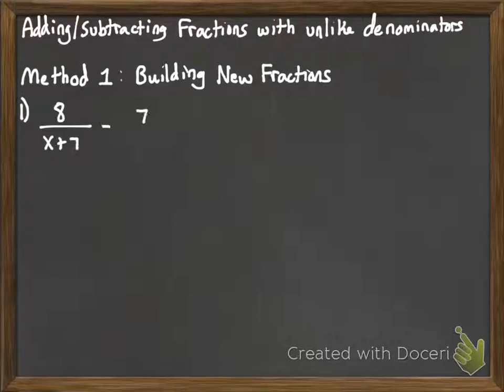So we consider our example: 8 over x plus 7 minus 7x over x squared minus 49. Now, particularly with algebraic fractions, we want to make sure we get the least common denominator, so we want to make sure that we don't include any extra stuff. To accomplish that, we take our denominators and we factor them if they can be. And so the x squared minus 49, a difference of squares, can be factored as x plus 7 and x minus 7.